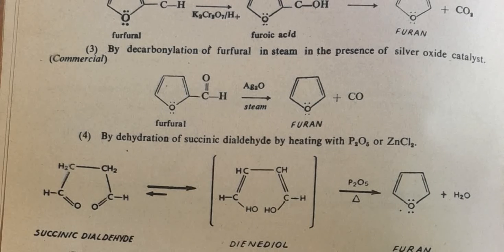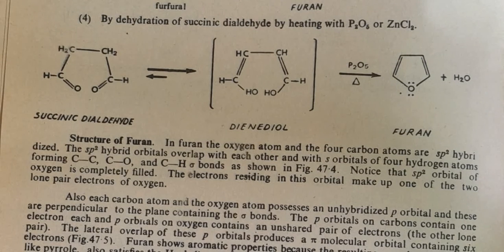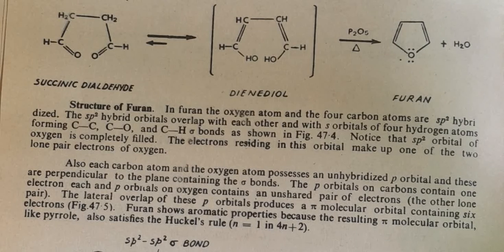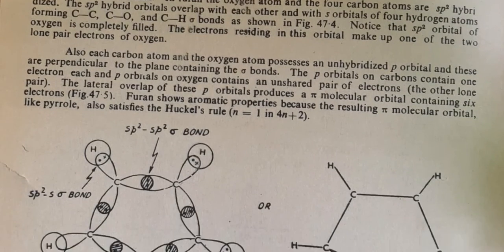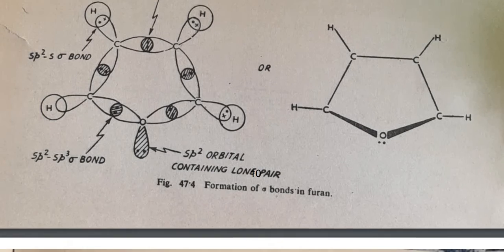Furfural also directly reacts with silver oxide, and you will get the furan. Succindialdehyde, you know it gives dienediol, which on reaction with P2O5 under heating you will get the furan. So this is the structure of furan, and here also the same bonding scheme like pyrrole.